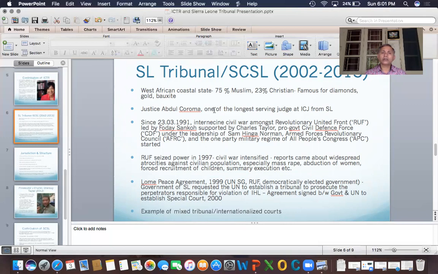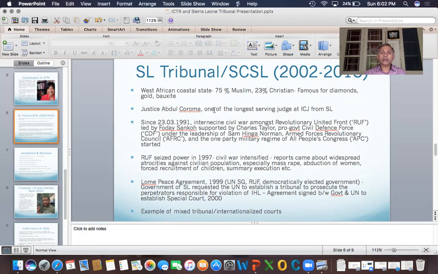Sierra Leone is also famous for a famous judge whose name is Abdul Koroma. He is one of the longest serving judges at the ICJ, the International Court of Justice, from Sierra Leone. However, Sierra Leone had a very difficult and turbulent time during the 1990s. I don't know why, but the 1990s were a very difficult phase for most parts of the world.